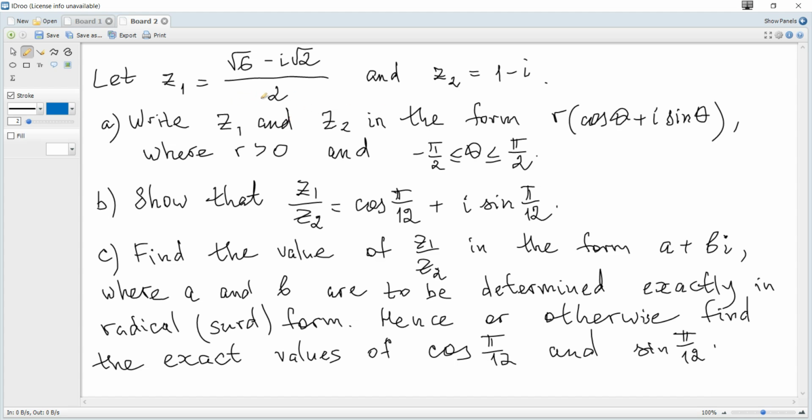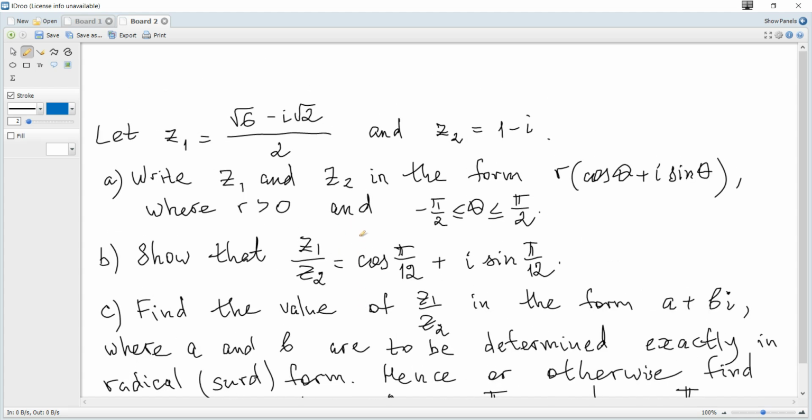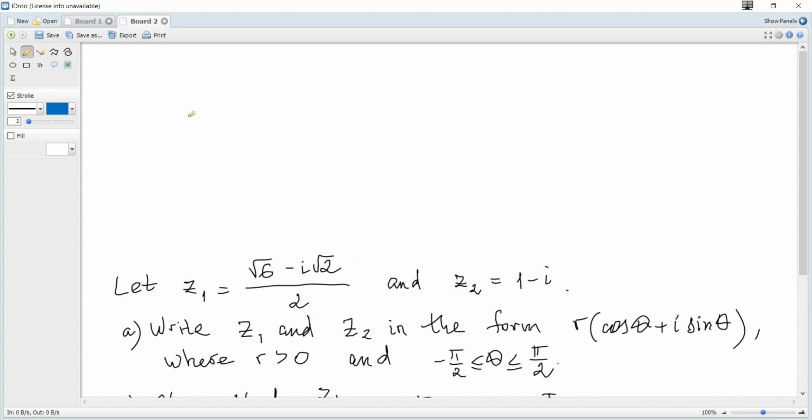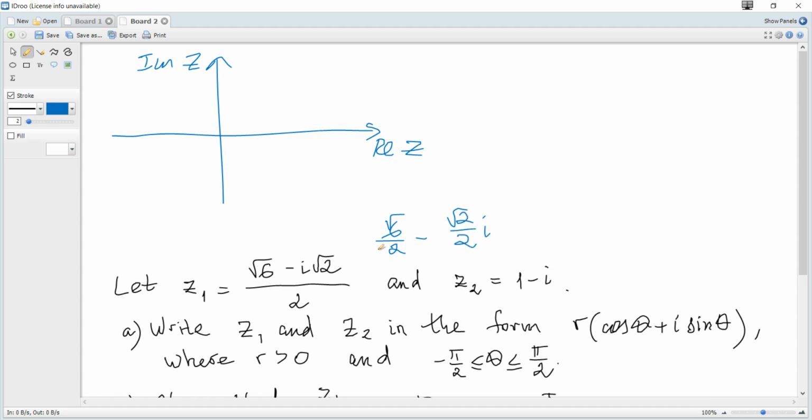We are given two complex numbers in Cartesian form, and we need to rewrite them in modulus argument form. To do that, we can consider the given numbers on the Argand diagram. The x-axis is the real part, and the y-axis is the imaginary part, and we can split it into root 6 over 2 minus root 2 over 2 i.